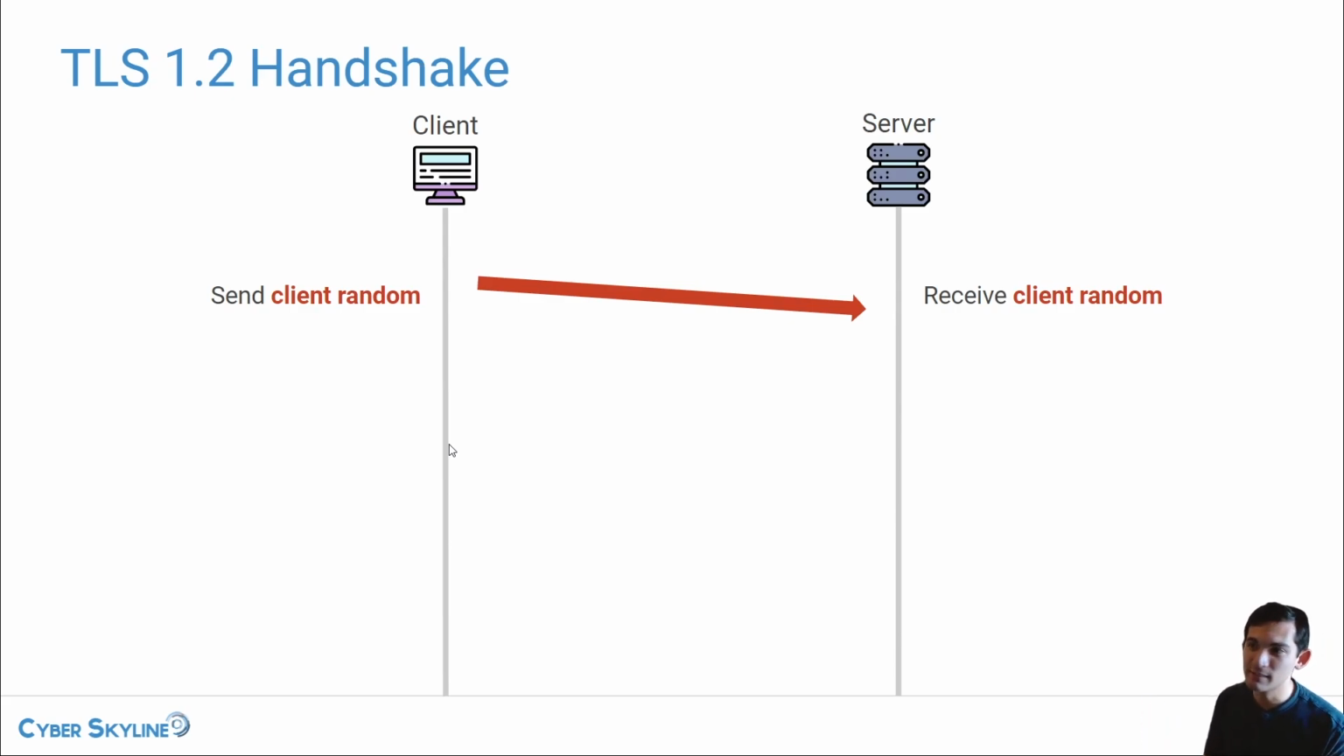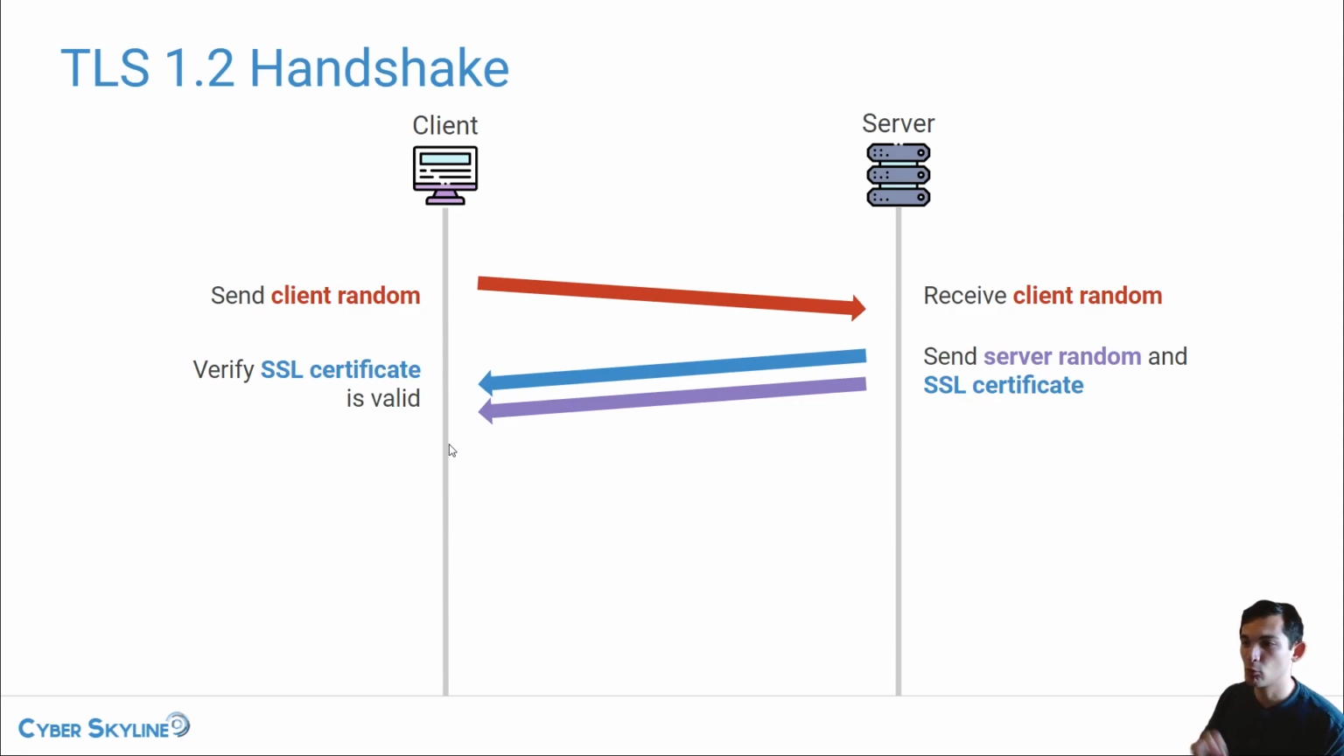The server receives this client random, highlighted in red, and it will take that and reply back and say, here is my server random, so another series of random characters, and my SSL certificate. So the SSL certificate, if you're not familiar, anytime you go to an HTTPS website, if you click on that little lock icon, it should actually give you information about the SSL certificate. It contains the public key of the domain that the server is representing.